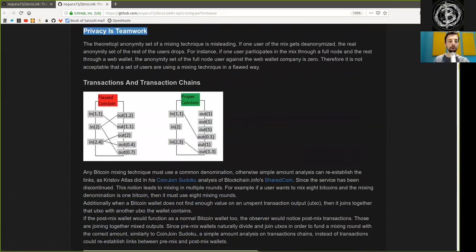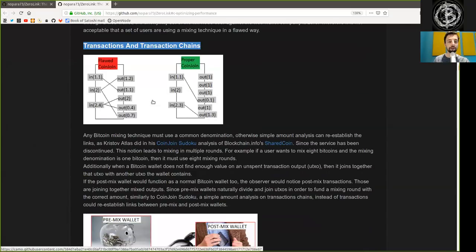Privacy is teamwork. The theoretical anonymity set of the mixing technique is misleading. If one user of the mix gets de-anonymized, the real anonymity set of the rest of the users drops. For instance, if one user participates in the mixing through a full node and the rest through a web wallet, the anonymity set of the full node user against the web wallet company is zero. Therefore, it is not acceptable for a set of users to use a mixing technique in a flawed way.